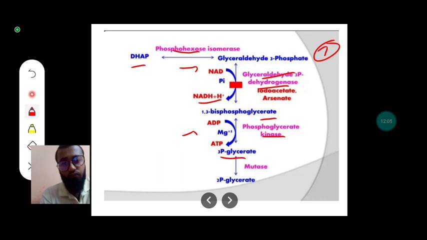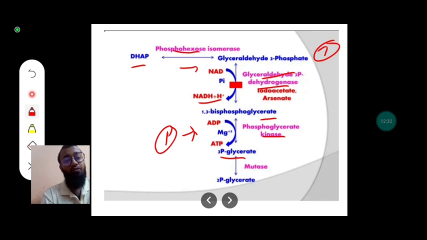This is a phosphorylation of ATP. So which type of phosphorylation is there? It is the substrate level phosphorylation. Remember, there are two reactions in the glycolysis which have the substrate level phosphorylation. This is the first reaction of substrate level phosphorylation, and the second we will see in the third phase.